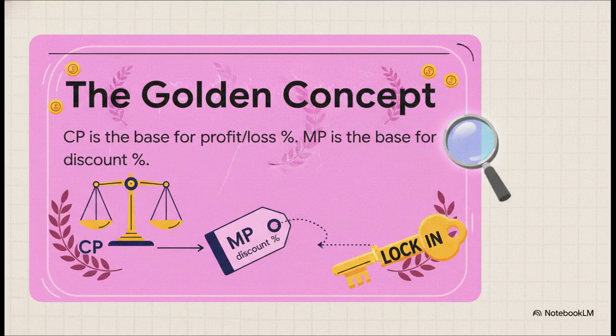But here's the kicker. The golden concept, cost price, or CP, is always the base for calculating your profit and loss percentage. Always. Meanwhile, marked price, or MP, is always the base for your discount percentage. Do not mix these up, guys. Confusing the base is literally the easiest way to lose a match before it even starts. Lock this golden rule into your brain right now.